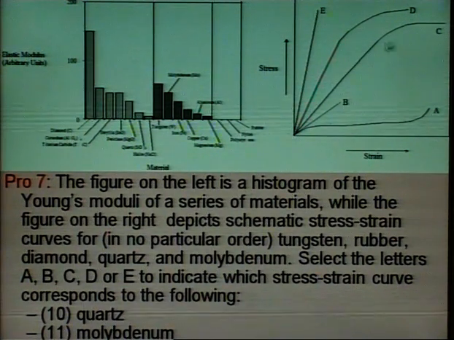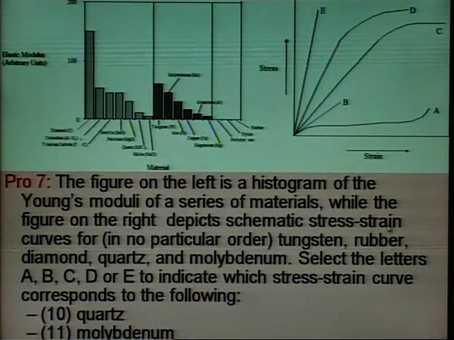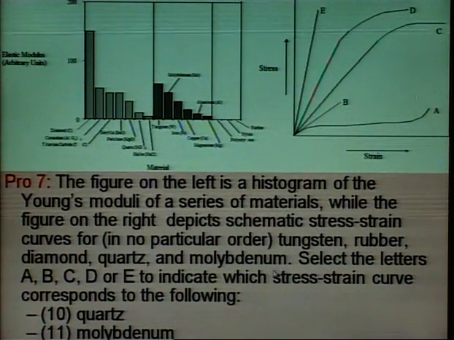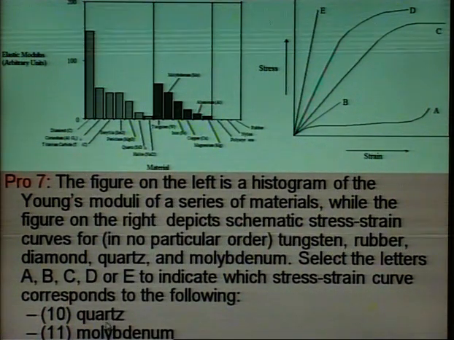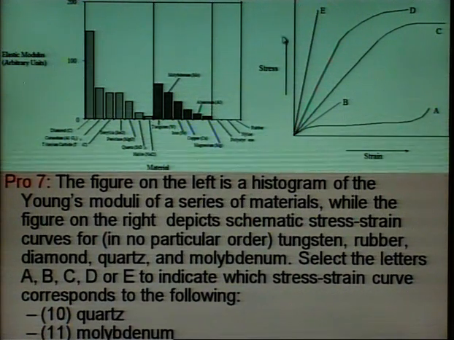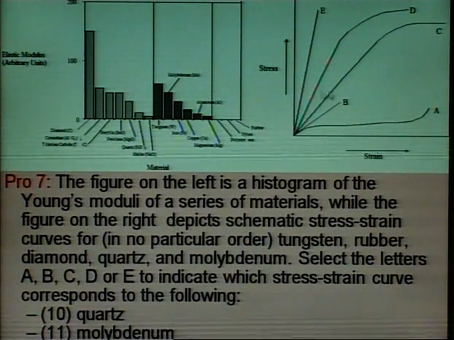Here are a few curves. The figure on the left is a histogram of Young's modulus of a series of materials, while the figure on the right depicts schematic stress strain curves for tungsten, rubber, diamond, quartz and molybdenum. Select the letters A, B, C, D or E to indicate which stress strain curve corresponds to quartz, molybdenum and tungsten. So these A, B, C, D, E curves, we have to tell which one is quartz, which is molybdenum and which is tungsten.